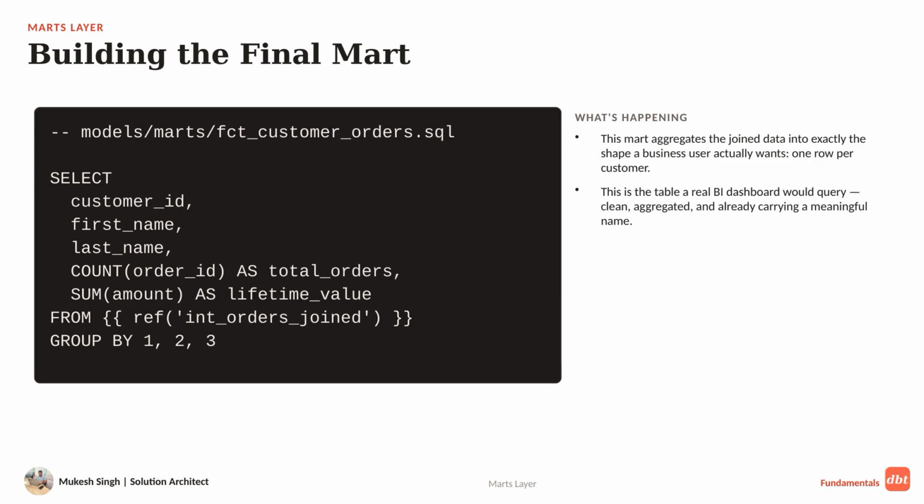And here's our final mart, fact customer orders, which aggregates that joined data into exactly the shape a business user actually wants: 1 row per customer, with their total order count and lifetime value. This is the table a real BI dashboard would query directly. Notice the naming convention too: FCT for a fact table. That small habit alone makes a large project's mart layer far easier to navigate later. As a project grows to dozens of models, this discipline is really the only thing standing between a codebase you can reason about and one nobody wants to touch.